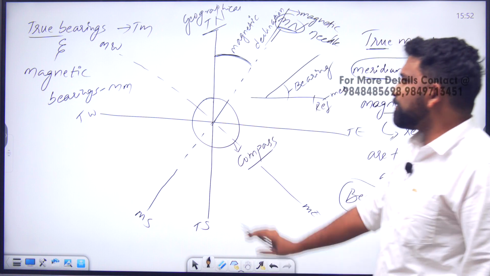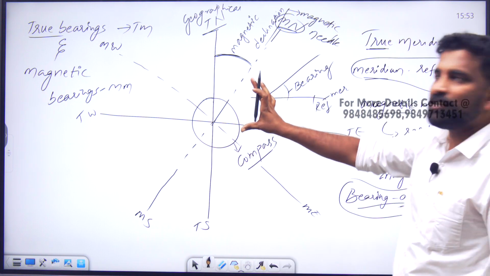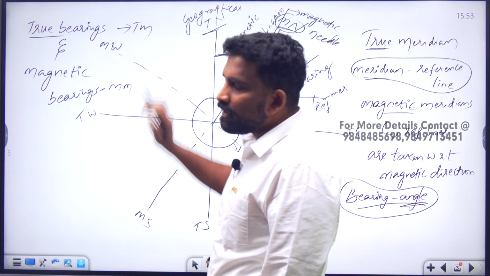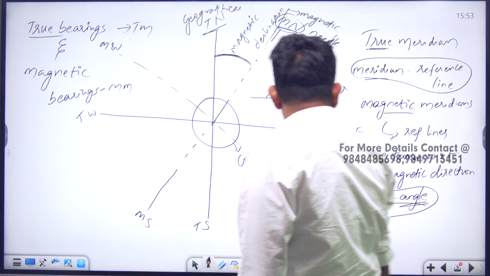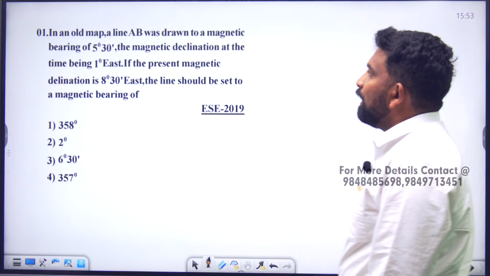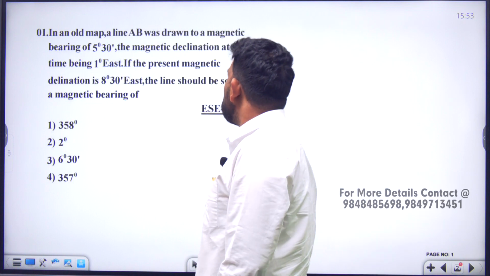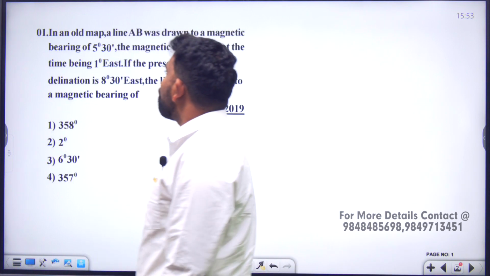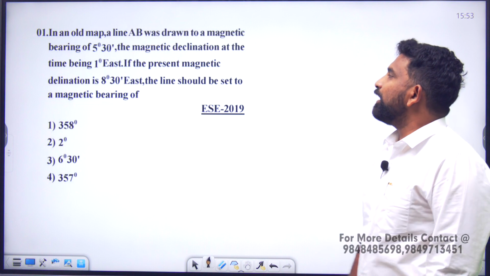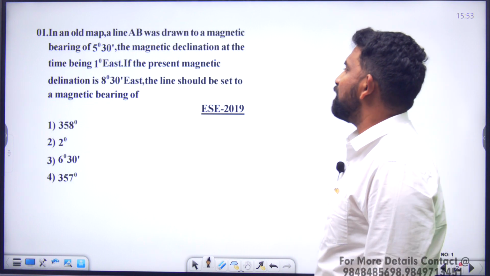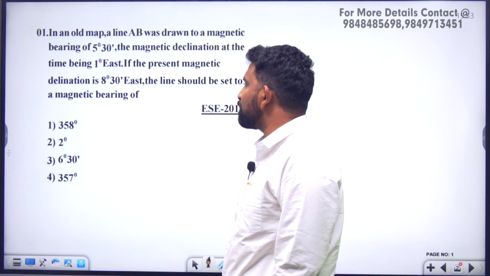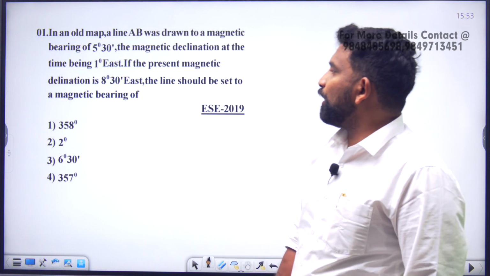Okay, if you observe up to here, these points are enough for us to solve the previous question. Now, if you observe the previous question: in an old map a line AB was drawn to a magnetic bearing of 5 degree 30 minutes. The magnetic declination at the time being 1 degree east.